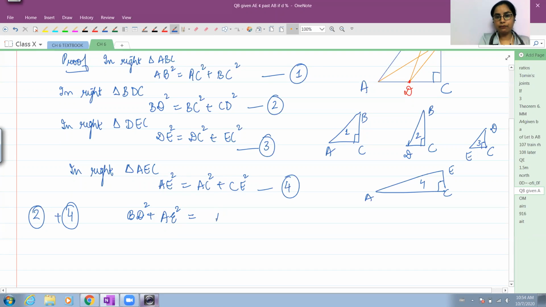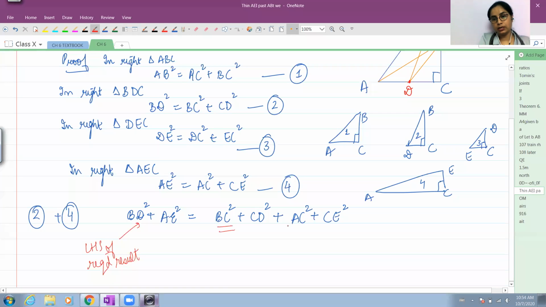Be very careful. Left hand sides will be added together and right hand sides will be added together. Once you have done this, you've added 2 and 4. This is LHS of a required result. So we have the left hand side. Right hand side needs to be simplified. On the right hand side, observe the terms in this way. First one with the third one and second one with the fourth one.